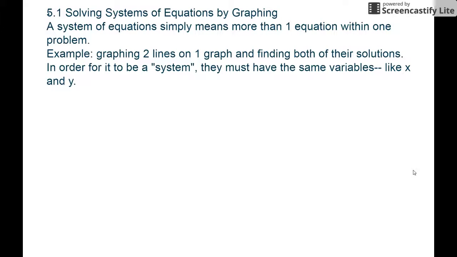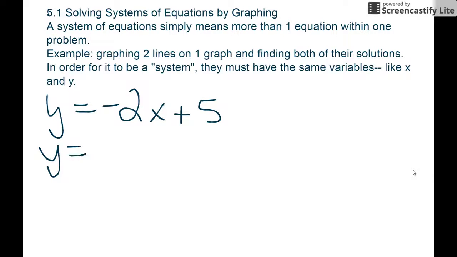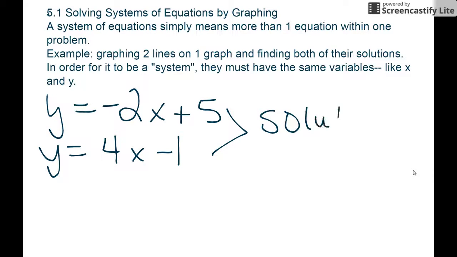So how to solve a system means that you have to find the answers to both lines, okay? So for example, if we have something like y equals negative 2x plus 5 and y equals 4x minus 1. You should know how to graph those on a coordinate plane, but now you're going to graph both of them on the same plane, and the solution is simply where they cross.